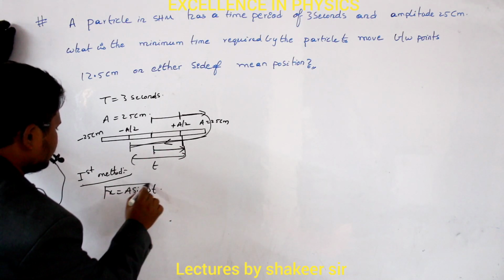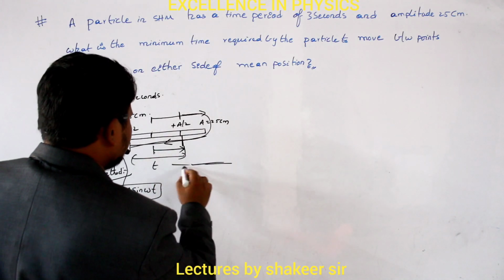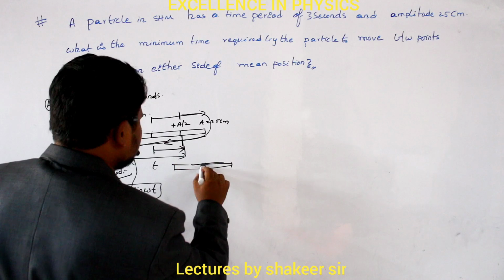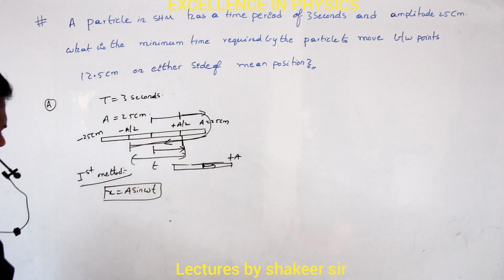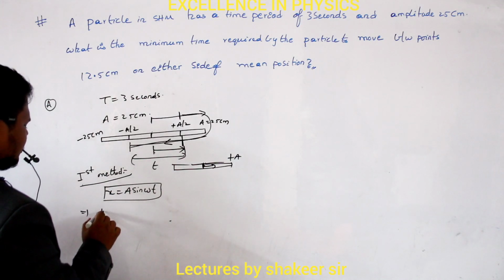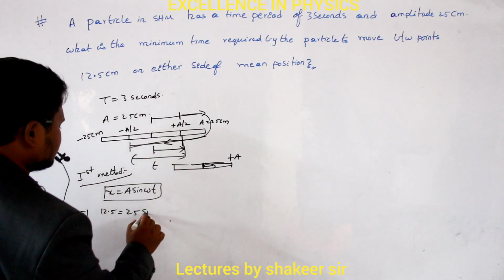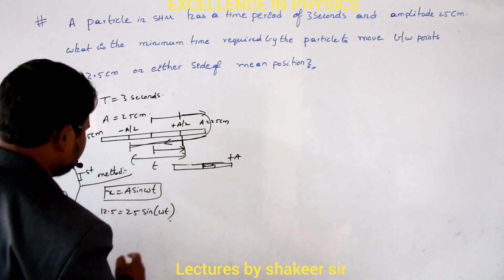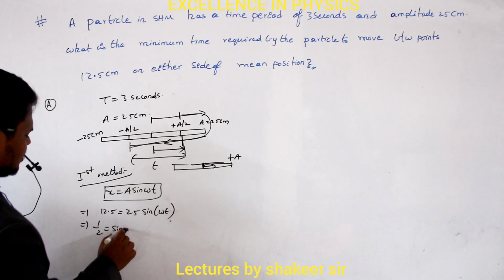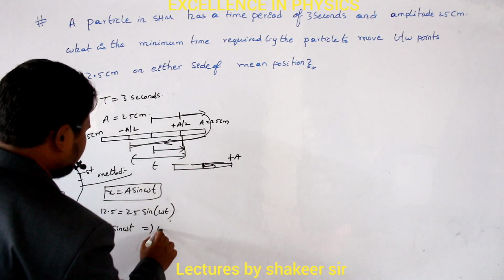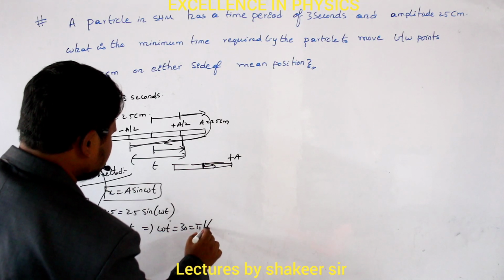In which condition can we use this relation? When the particle is starting its motion from the mean position and going towards the positive extremity, then we can use this relation. Clear? So up to which distance is it moving? Up to a distance of 12.5 centimeters. Amplitude is 25 sine omega t. So therefore, this is 1 by 2. 1 by 2 is equal to sine omega t. So therefore, I can write omega t is equal to 30 degrees, which is pi by 6.